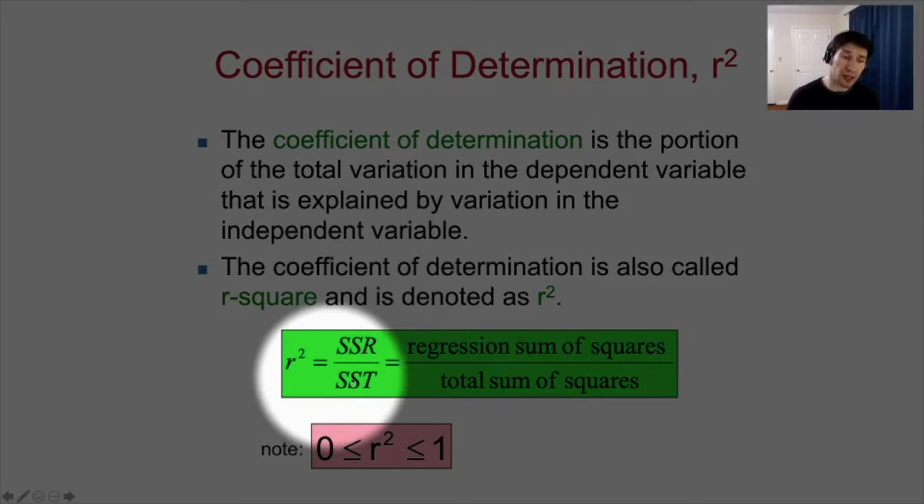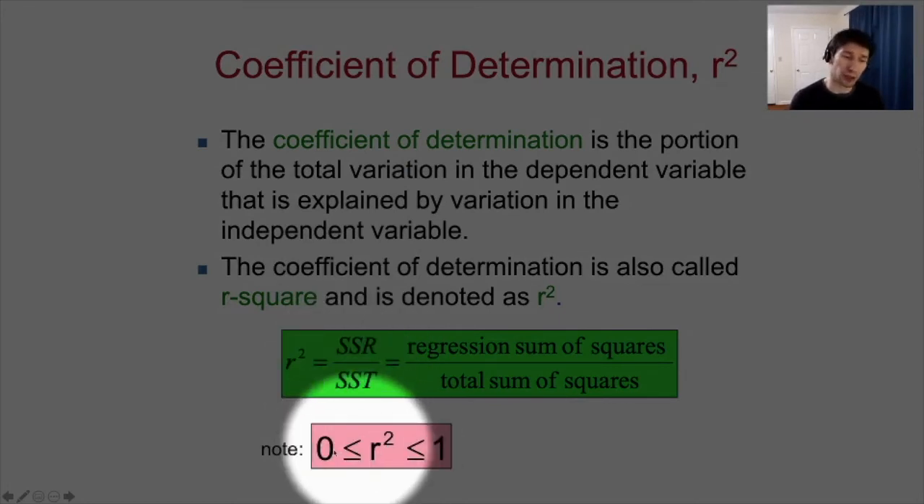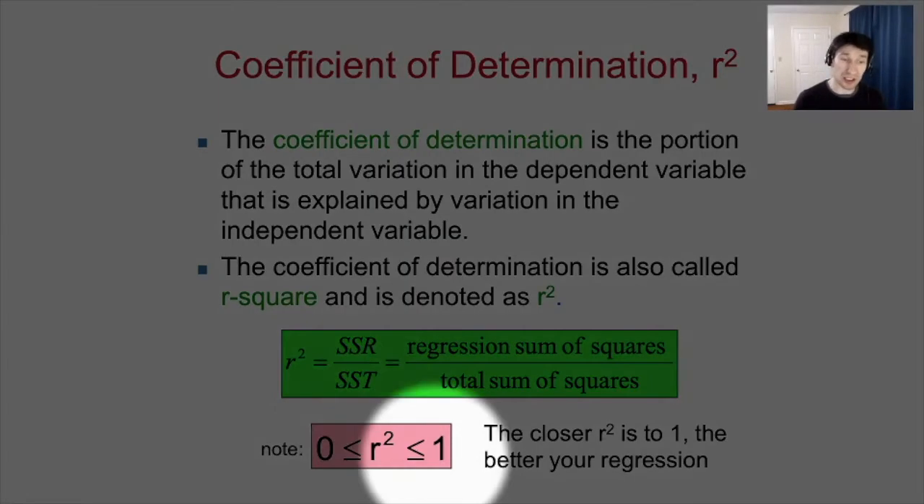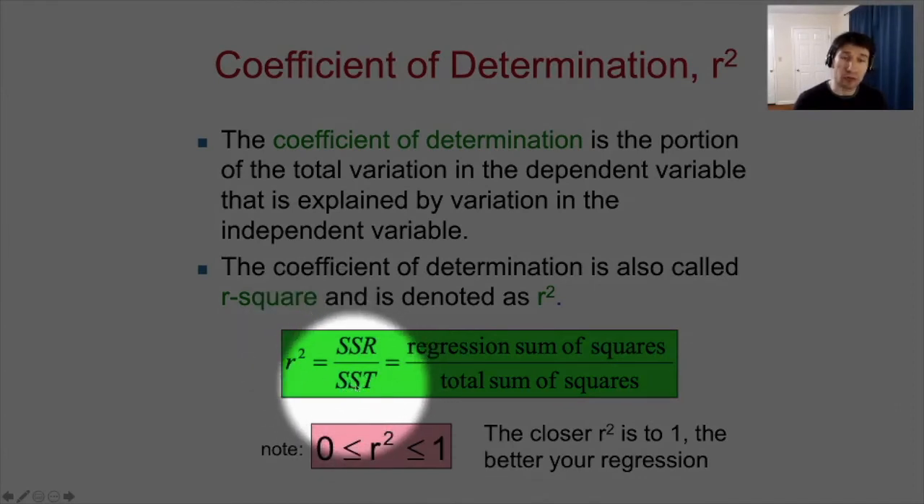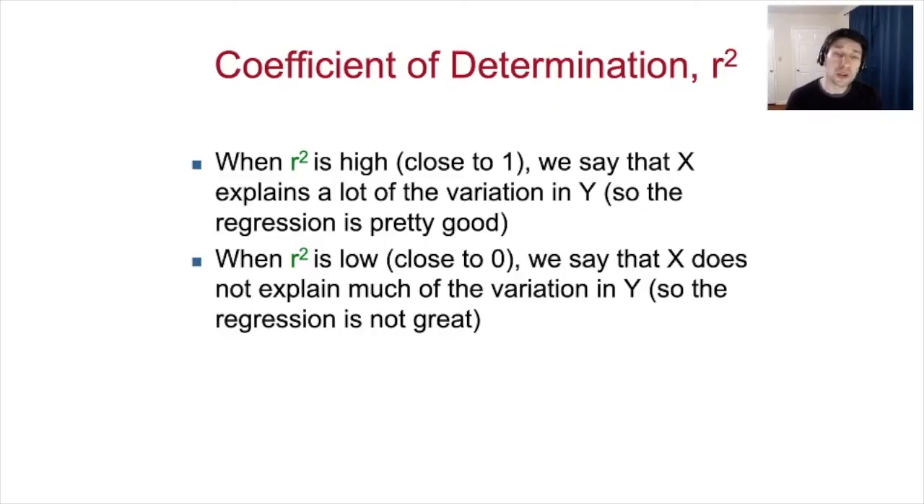Now note that because SST is SSR plus SSE, R squared is always going to be between 0 and 1. And the closer you are to 1, the better your regression. Why? Because if R squared is close to 1, it means that almost all of the total variation in your y is explained by variation in your x. So when R squared is high, we say that x explains a lot of the variation in y, so that's a pretty good regression. And when R squared is low, close to 0, we say that x does not explain much of y, and so the regression is not good.